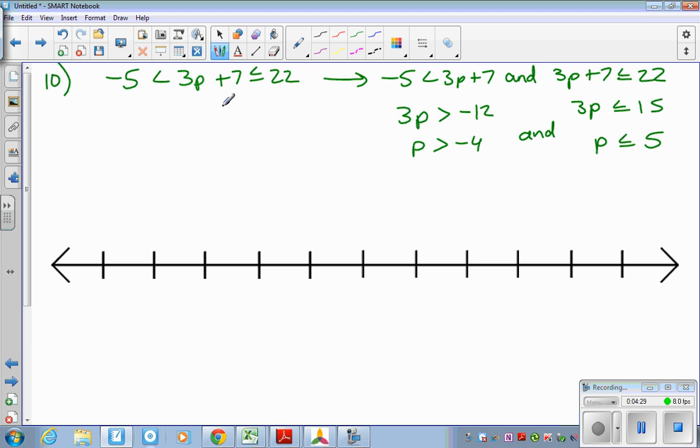If you solve the other method, we can subtract 7 from everywhere, so you get negative 12 is less than 3p, which is less than or equal to 15. Divide everything by 3. And so we see that p is going to be in between negative 4 and 5.